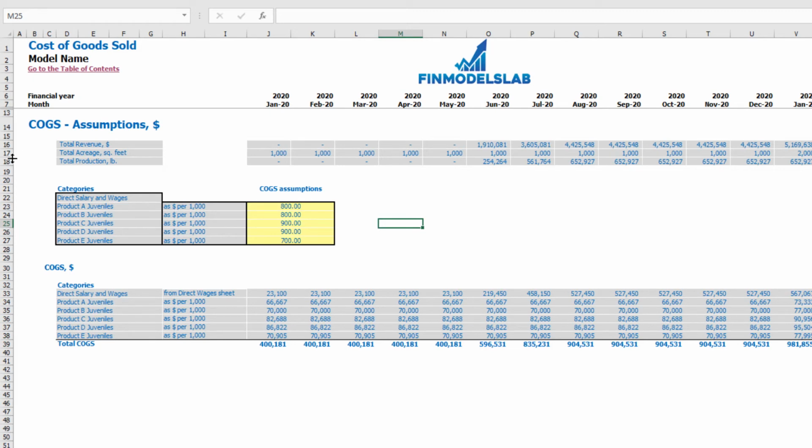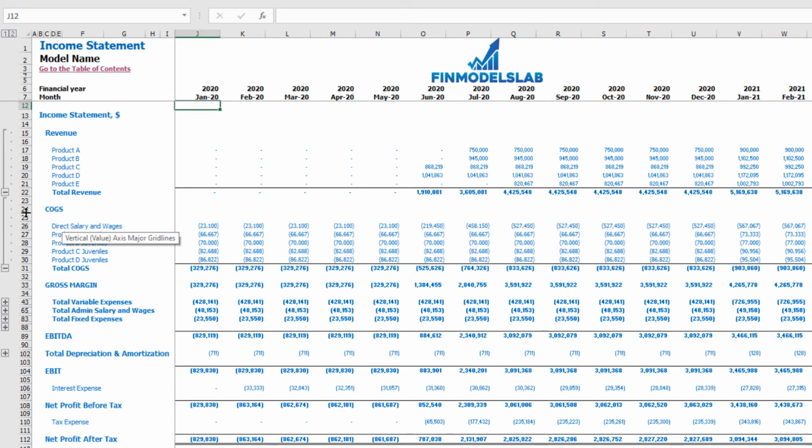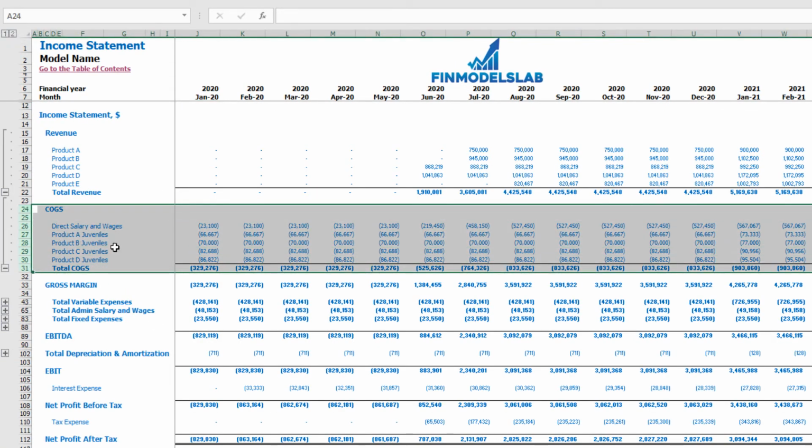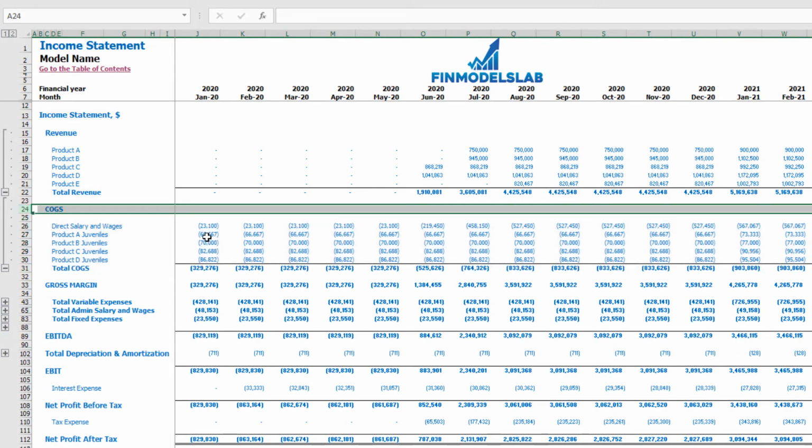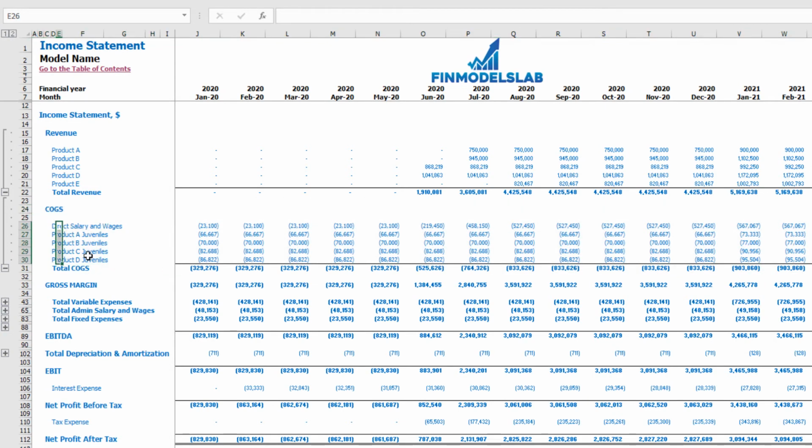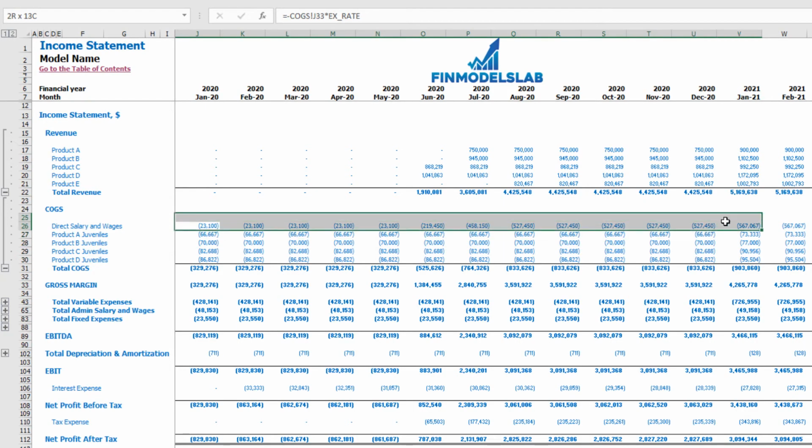And on the top you may see the amount of total revenue, total acreage and total production. Below you may see the calculation of cost of goods sold line items by months and by categories, and the breakdown of COGS by line items and months you may see in the income statement under the COGS section. Here you may see the same categories and breakdown by months.